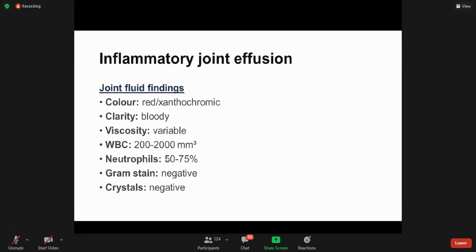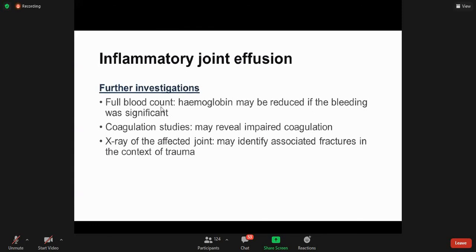We have already discussed these joint fluid findings in the previous table. Further investigations में वही we will go for the full blood count, where the hemoglobin will be reduced if the bleeding was significant. Coagulation studies करेंगे, ठीक है, to rule out for example hemophilia, and we will also do the X-ray of the affected joint that will identify associated fractures in the context of trauma, ठीक है.